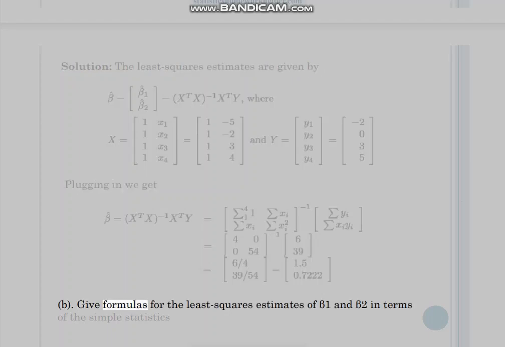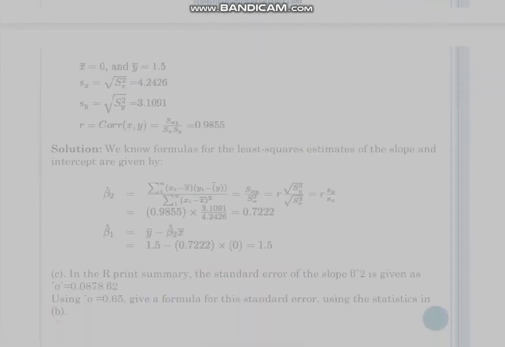B. Give formulas for the least squares estimates of beta 1 and beta 2 in terms of the simple statistics. Solution. We know the formulas for the least squares estimates of the slope and intercept are given by the following. C. In the R print summary, the standard error of the slope beta 2 is given as 0.0878, using sigma hat equals 0.65. Give a formula for this standard error using the statistics in B.